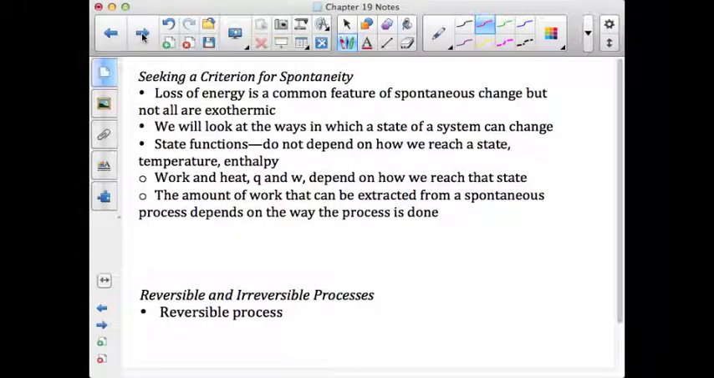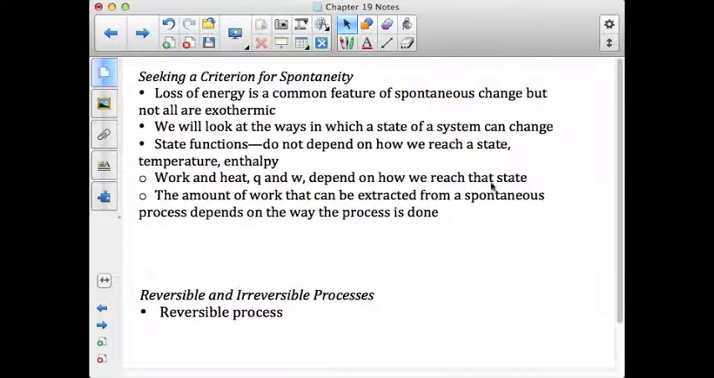Some criteria for spontaneity: loss of energy is a common feature of something that is spontaneous. They're not always exothermic, but a lot of times they are. You can look at ways in which the state of your system can change, from a solid to a liquid or liquid to a gas. You can look at state functions, where it doesn't depend on how you get there, just that you get there. The amount of work that can be extracted from a spontaneous process depends on the way the process is done. So for something spontaneous, you can look at all those things.